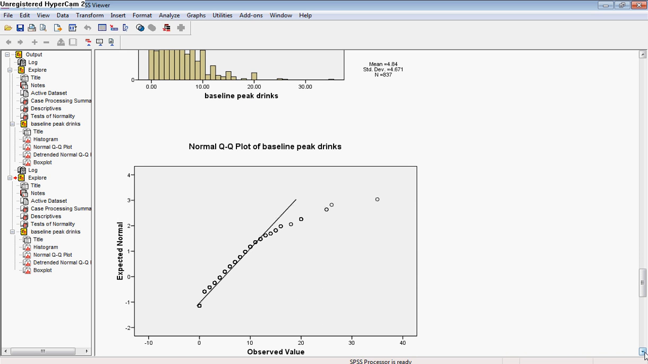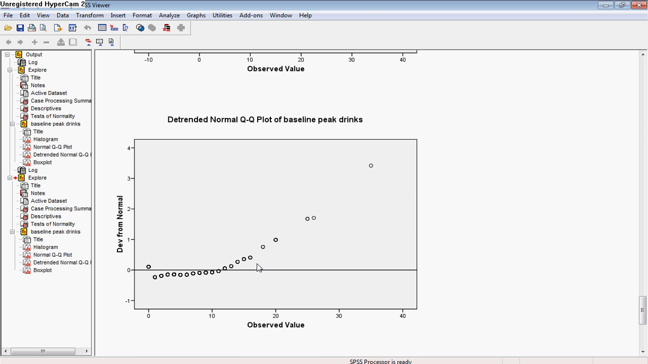This is confirmed with our normal QQ plot of baseline peak drinks. If we had a normal distribution, we would expect all of our data points to line up neatly across this line that would provide our expected normal distribution. Instead, with the greater values of peak drinks, they tend to pull away from that line, and this is where we can see our deviation from the normal distribution, our skewness.